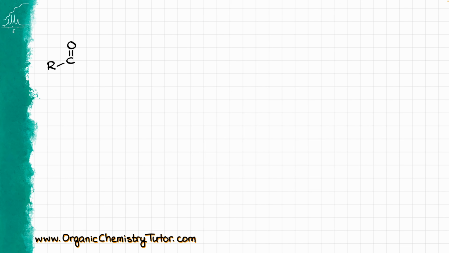Well, first of all, we need a carbonyl. Then we are going to have the alpha, beta and gamma carbons. We need to have a 3-carbon chain, and at the end of this chain, on our gamma carbon over here, we do need to have at least one hydrogen.